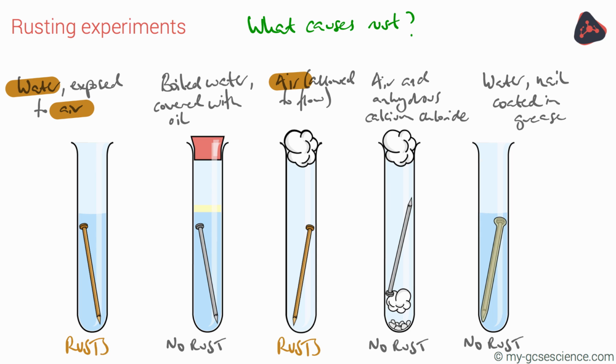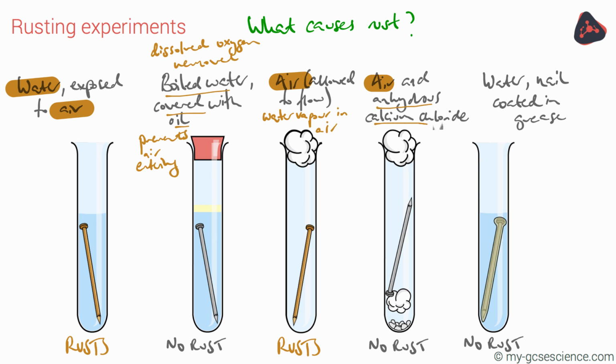It's a bit more obvious in the first one, but in the third one, although it only contains air, unless the atmosphere is completely dry, then air will contain water vapour, so over time, a nail exposed to normal air will also rust. In the other three, however, you wouldn't expect rust to form, or at least not very much. The second one contained boiled water, where all the oxygen in the water was removed, and then it was covered with oil. So although water was present, there was no oxygen or air able to reach the nail. In the fourth one, we had air, but the anhydrous calcium chloride kept the air completely dry, so rust didn't form because water wasn't present.